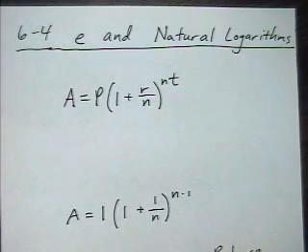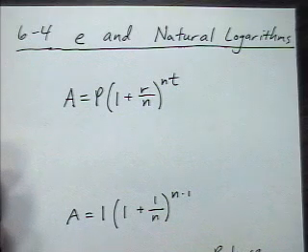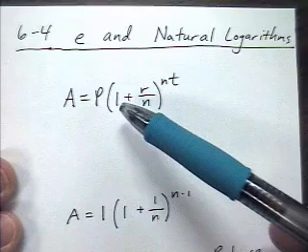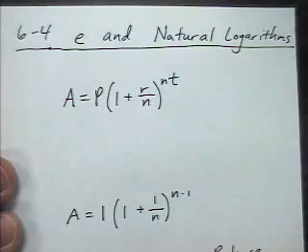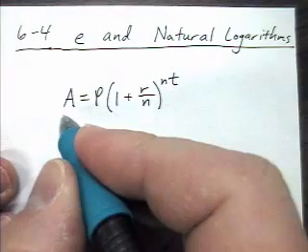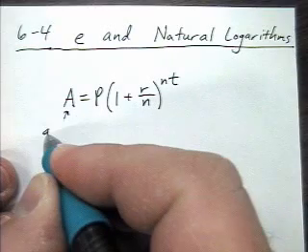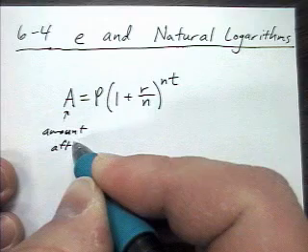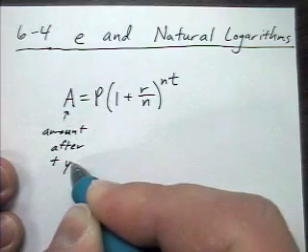Ladies and gentlemen, welcome to 6-4E and the natural logarithms. You remember your good old compound interest formula, right? A equals P times 1 plus R over N to the NT power. What do all these things mean? Well, you've got the amount in the account after T years.